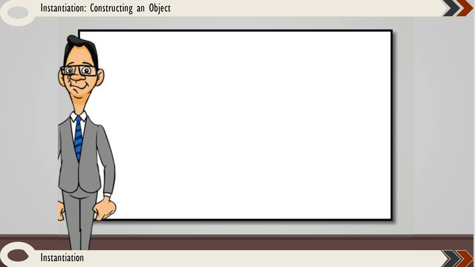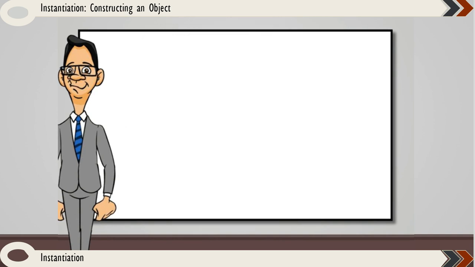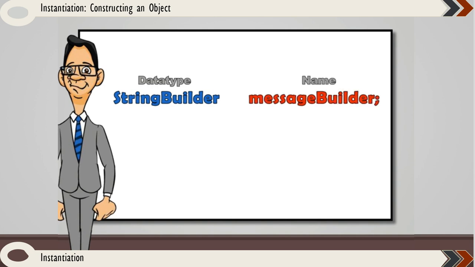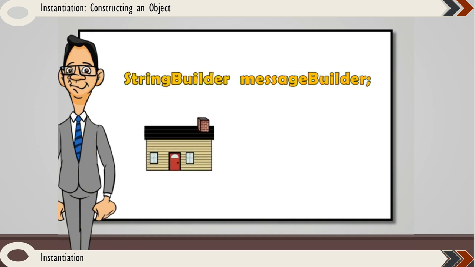Let's use an example from a class in the System.Text namespace within the .NET framework. We will be creating an instance of the StringBuilder class. To instantiate a StringBuilder object, we first declare the data type of the object, StringBuilder. Then we give a name to the instance we want to create, messageBuilder. What we have created is really just a variable. The difference between declaring a variable to hold an object and declaring a variable to hold a primitive value, like int or bool, is important, but the concept is the same.